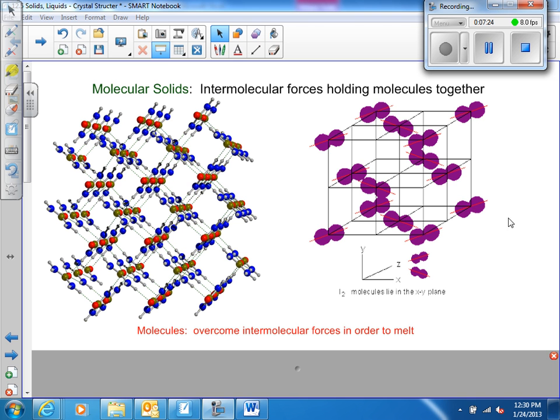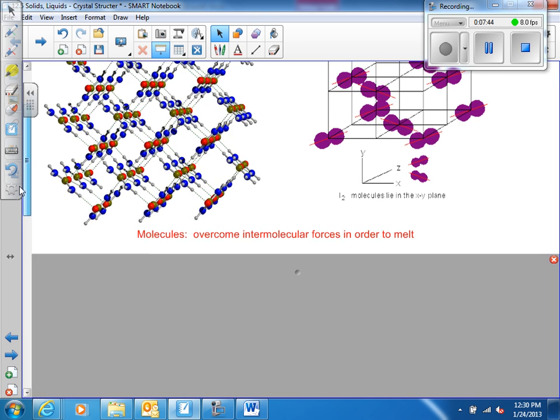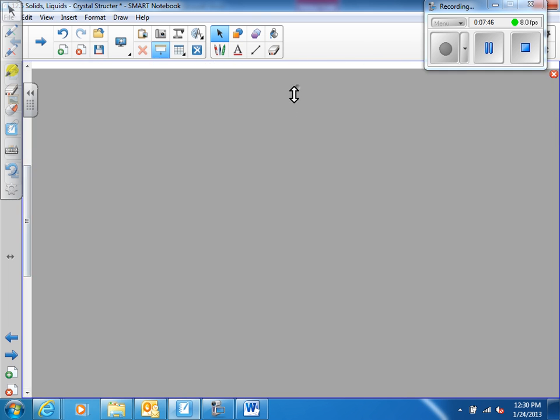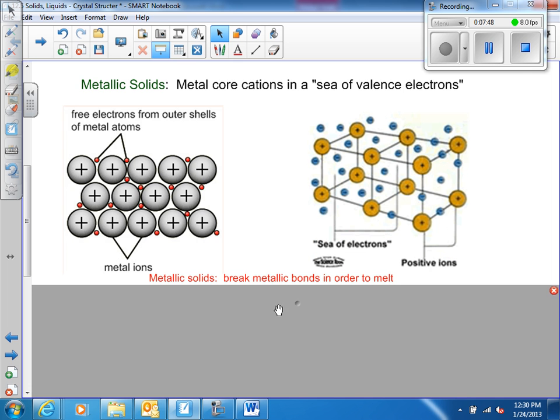This is iodine. So each corner of the crystal lattice, wherever you see a molecule, it's an iodine molecule. The molecules are not bonded to other iodine molecules, but they are held together by intermolecular forces. In this case, iodine is nonpolar, so what's the only force holding these in place? London dispersion.